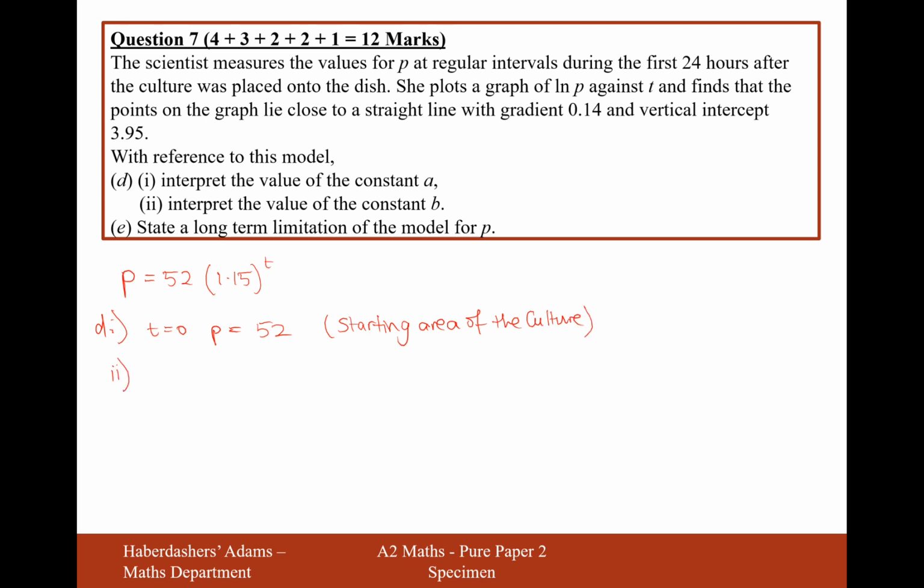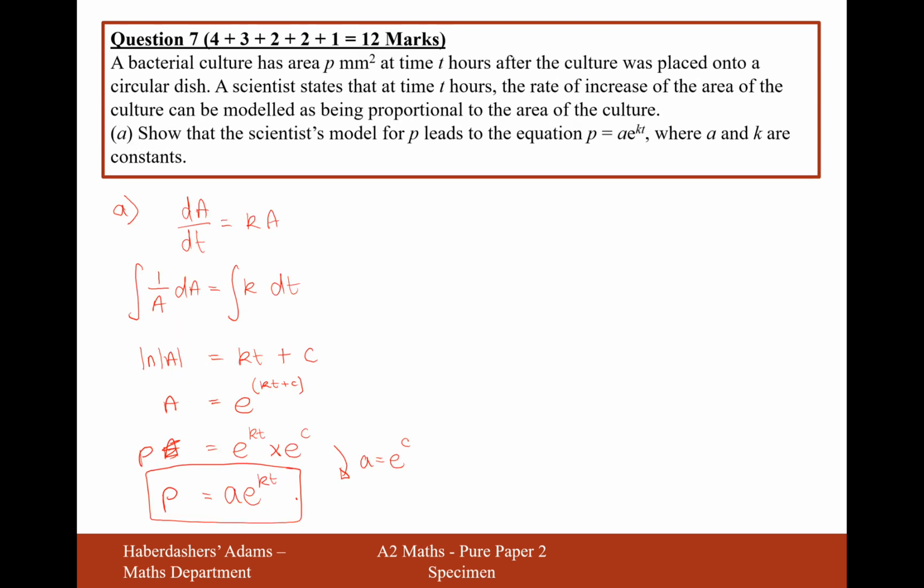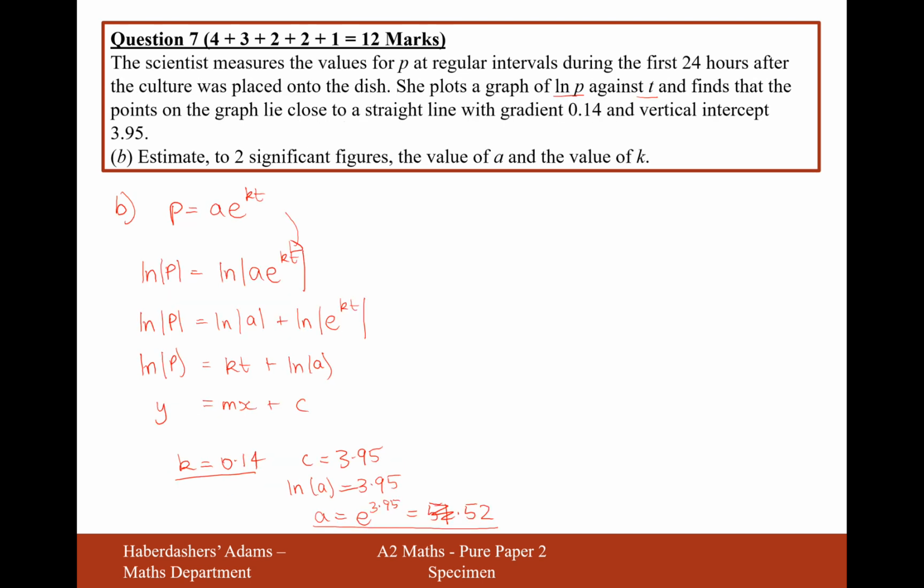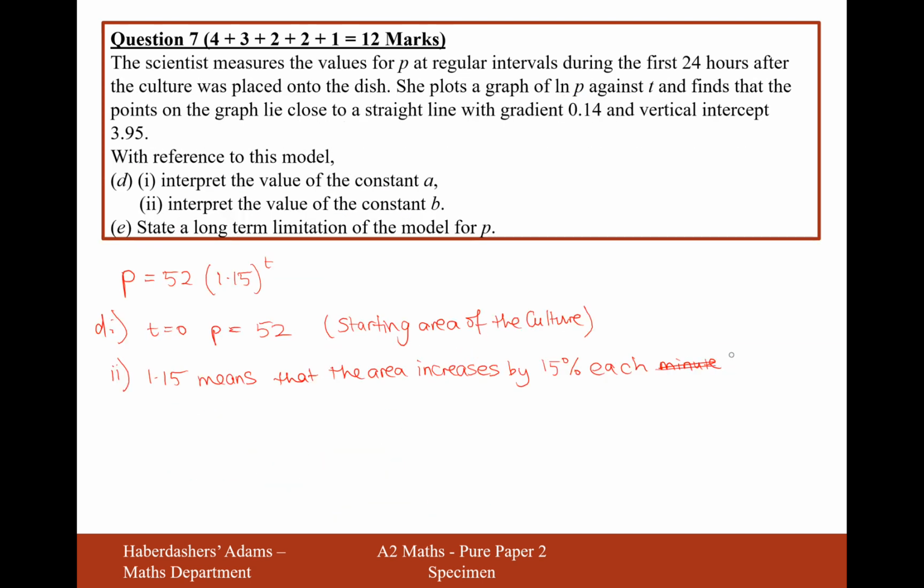D part ii, with reference to the model, interpret the value of the constant b. 1.15 means that the area increases by 15% each minute, I think it was. Let's just go back a few slides just to see what the time measurement is. T is in hours. Whoops, I got that wrong. So each hour.